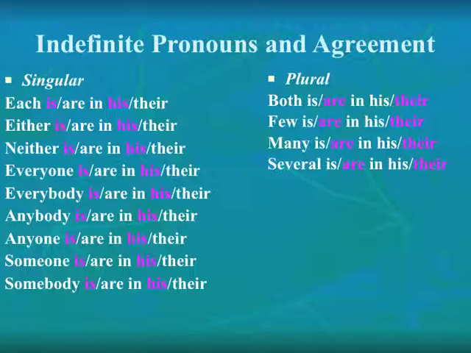It's not a complete sentence. And on the left-hand side, underneath every sentence, you would choose a singular verb, which ends in S, and a singular pronoun. So, let's keep going. Either, is, in, his. Neither, is, in, his.